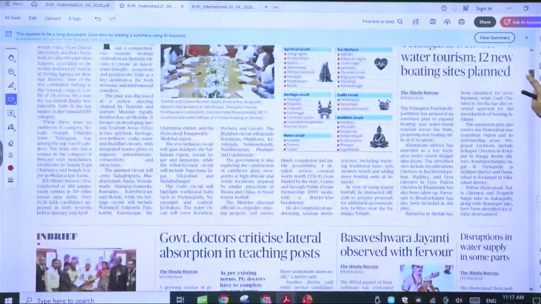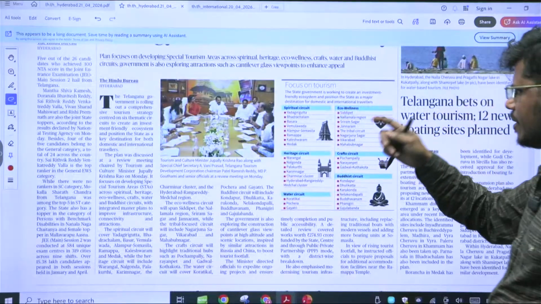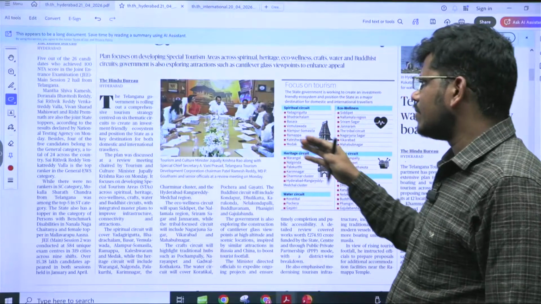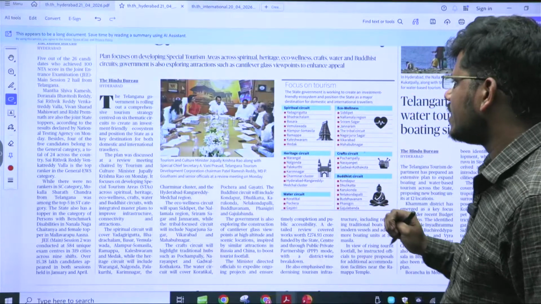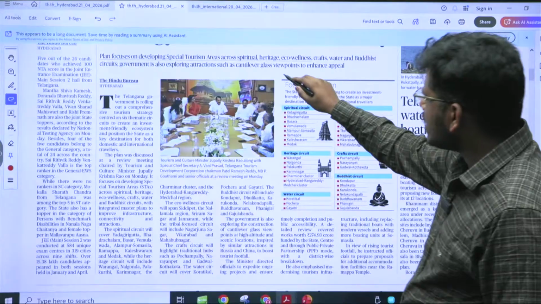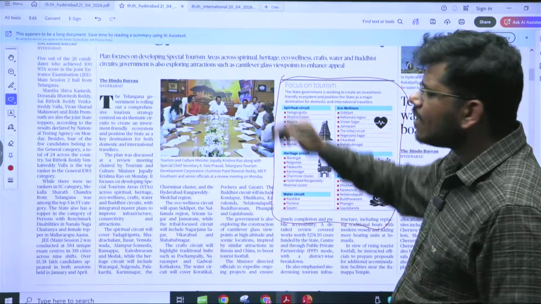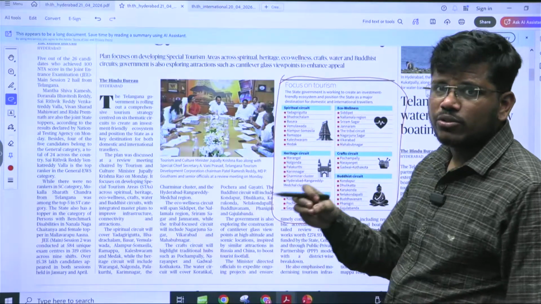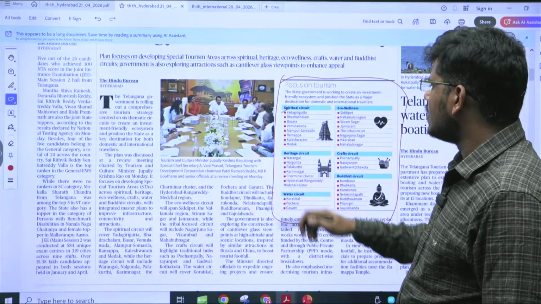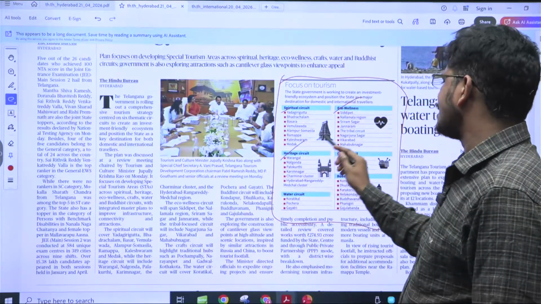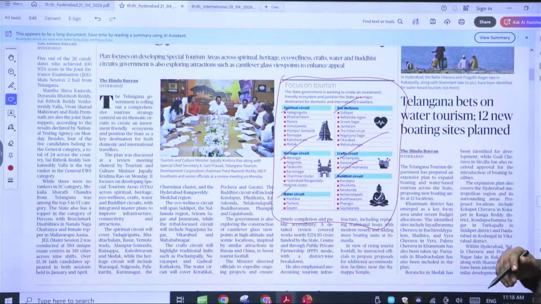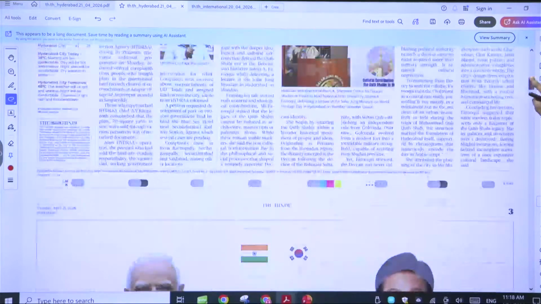When it comes to the TGPSC groups, some tourist circuits are coming from the TG government. These are things you can get in the prelims perspective, and you can also add them to mains about Telangana tourism: spiritual circuit, eco wellness circuit, heritage circuit, craft circuit, Buddhist circuit, and water circuit. These are the important circuits coming, so have a look, especially TGPSC aspirants.